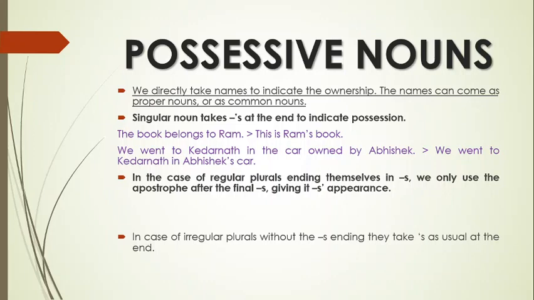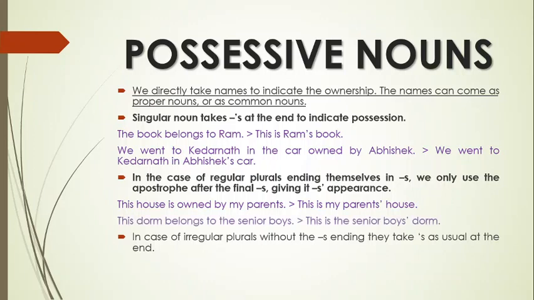For example, this house is owned by my parents. This is my parents' house. Parents, then apostrophe. This dorm belongs to the senior boys. It becomes, this is the senior boys' dorm. Again, boys and then the apostrophe.